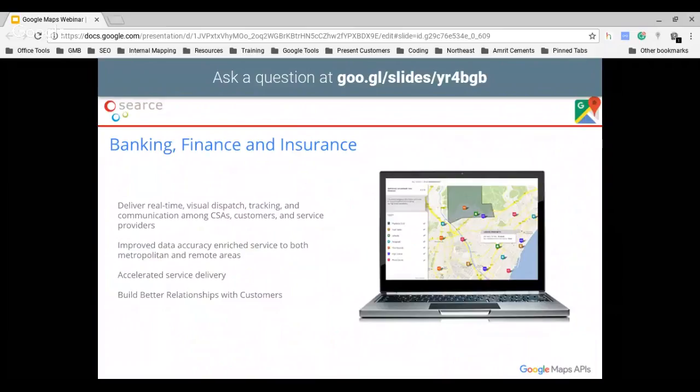So we have banking, finance, and insurance. So you can deliver real time dispatch, tracking and communication among CSAs, customers, and service providers, right? You can use the improved data accuracy for your services to both metropolitan and remote areas, right? And you can build better relationships with your customer.